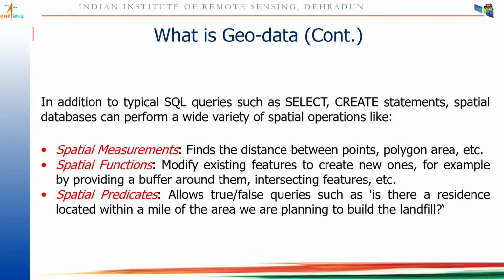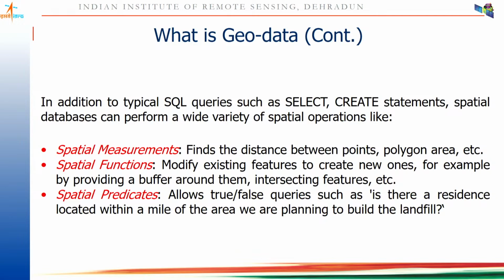And then spatial functions, like modifying an existing feature to create a new one, or for example providing a buffer around them, intersecting the features, a new geometry can be generated, or maybe we can eliminate the existing geometry as well. And we can also apply some of the Boolean operations, which are very important, something like spatial predicates. So they allow true and false queries, such as is there a residence located within a mile of the area we are planning to build a landfill.